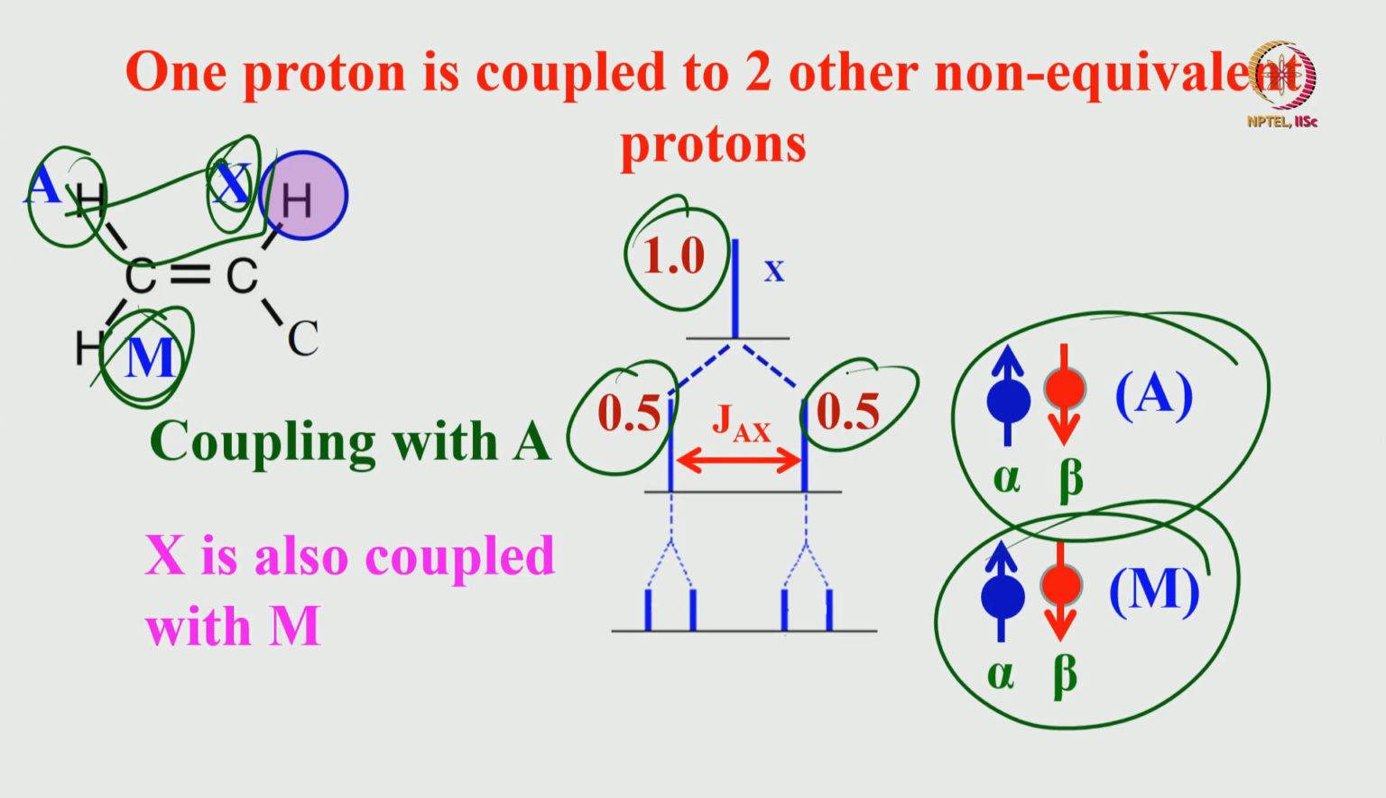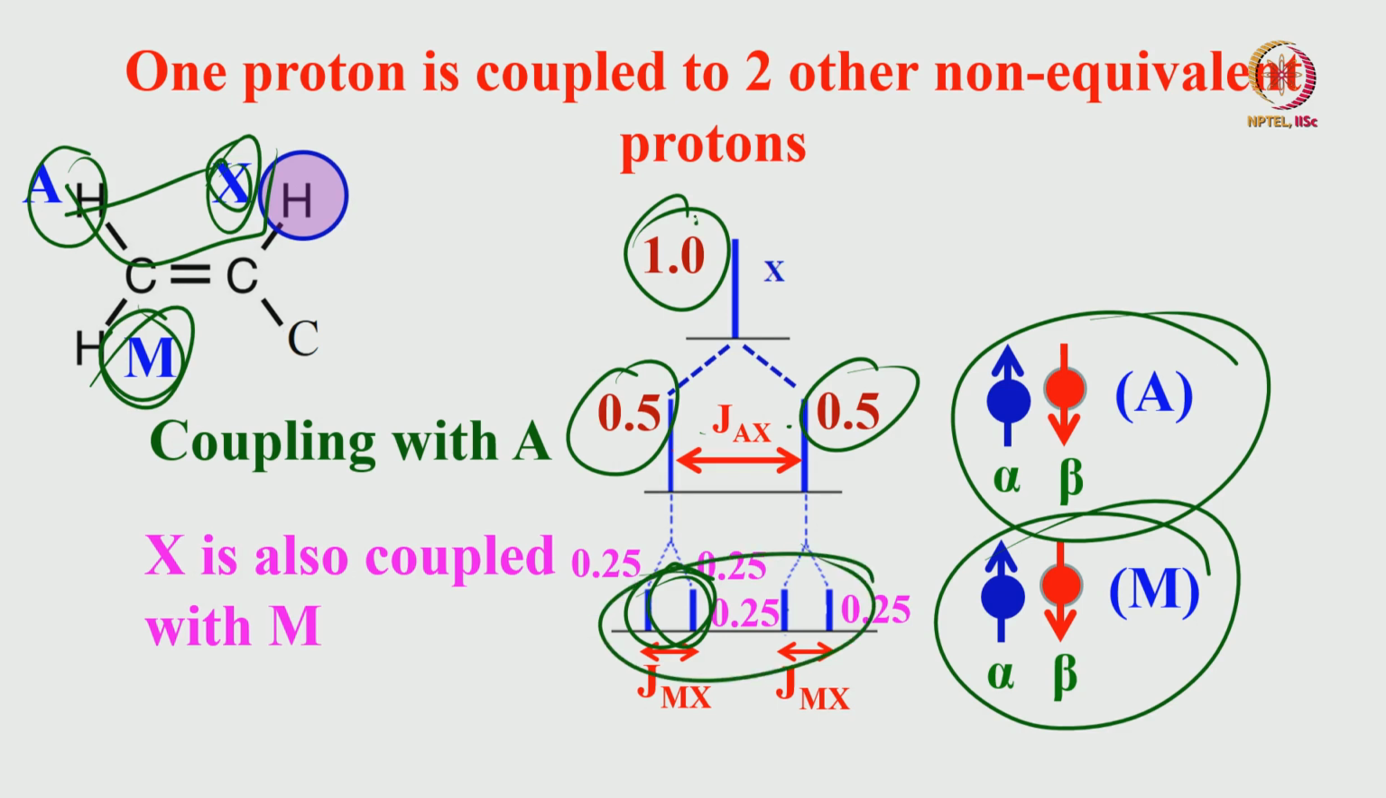So now the intensity becomes this. This separation is, of course, the coupling between M and X, this is the coupling between A and X, and this separation is between M and X. Again the intensity now is 0.25, 0.25 and 0.25, 0.25. But as I told you, the total intensity should always match with the uncoupled proton. This is how you can generate the multiplicity pattern using the family tree approach.